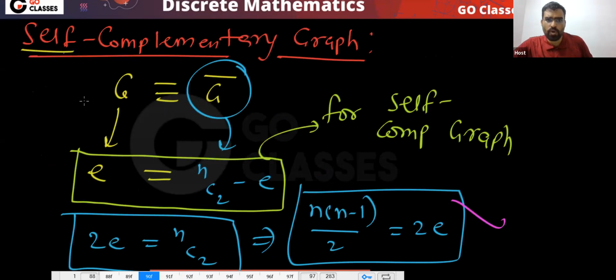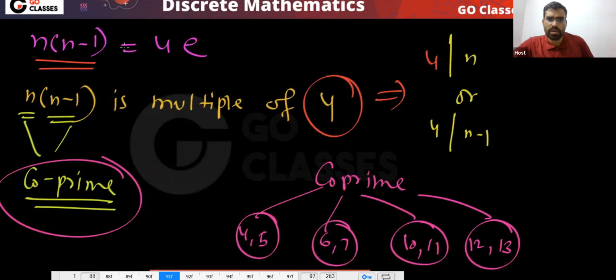See, we have a self-complementary graph. In a self-complementary graph, G is isomorphic to G bar. Because they are isomorphic, the number of edges must be the same. So if you have E edges here, then we will have NC2 minus E edges in G bar, and they must be the same. So from this, what did you get? You got that n into n minus 1 is equal to 4e. These are two consecutive numbers, n comma n minus 1.